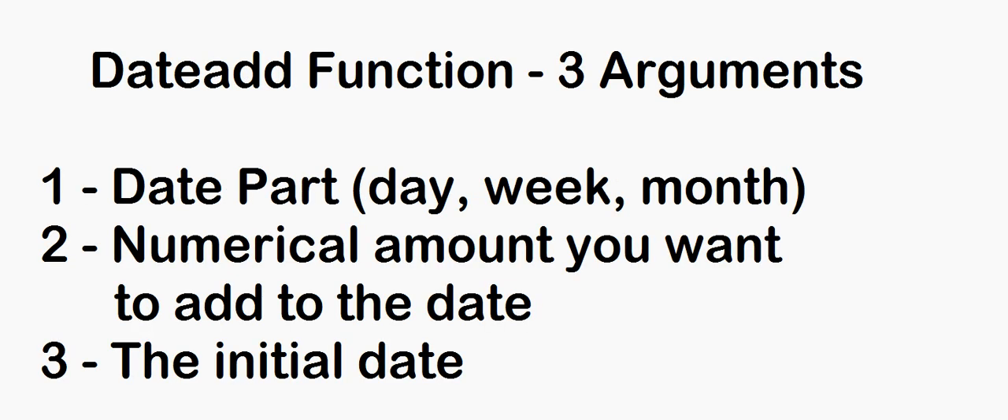The DateAdd function takes three arguments: the date part, which could be the day, week, month, or if you're using time, seconds, hours, etc., and the numerical amount you want to add to the date. So maybe 5 days, 10 days, 6 weeks, what have you. And finally, the initial date that you're going to add to.